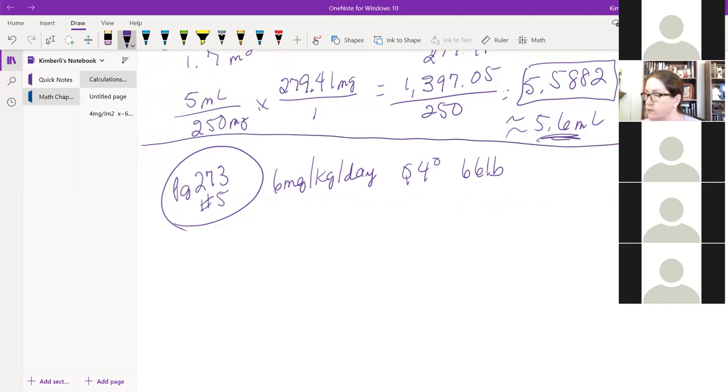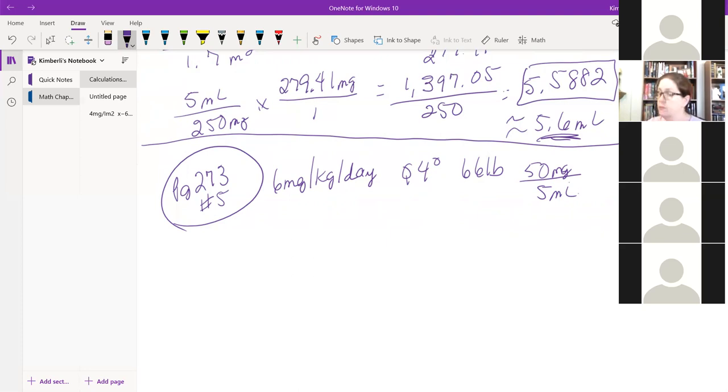So let me not confuse this with this up here. Okay, so it doesn't say how they're going to give it, but there is not an oral suspension form of meperidine. So it's going to be some sort of an injection, probably intramuscular or IV, more than likely IV, because if they're on Demerol, they're probably in the hospital. Okay, what is the total amount of medication that the child can receive in a day?